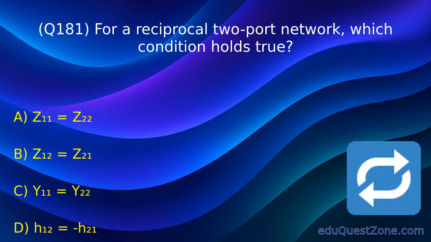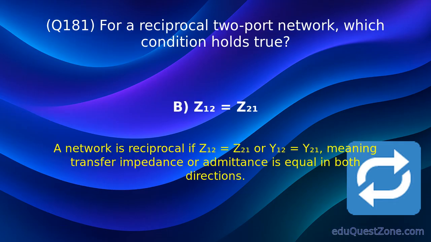Question 181. For a reciprocal two-port network, which condition holds true? Option B, Z12 equals Z21. A reciprocal network satisfies Z12 equals Z21 or Y12 equals Y21.